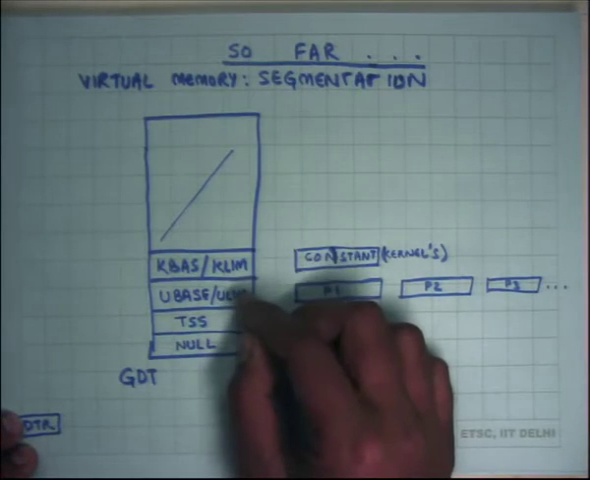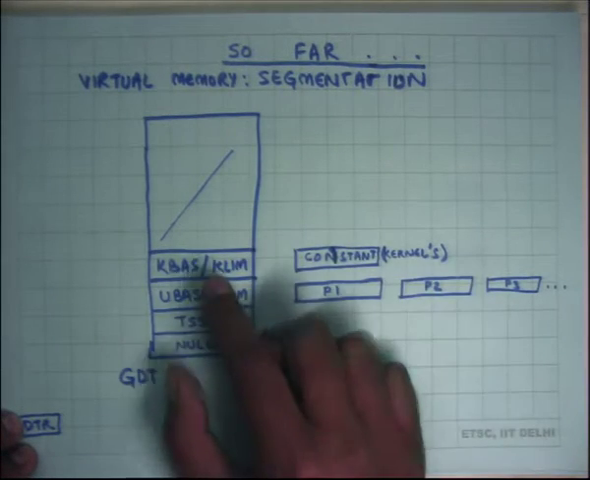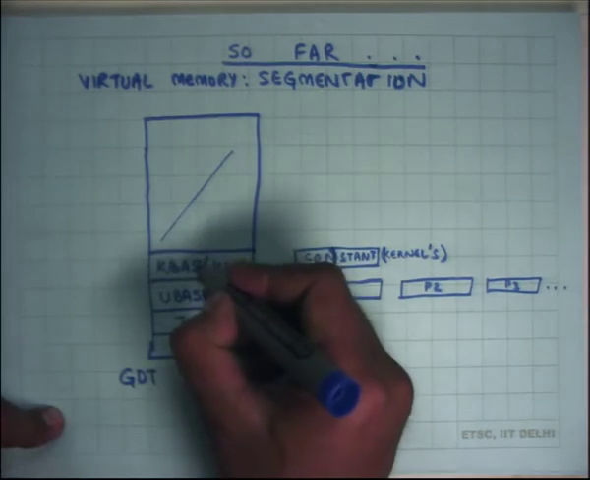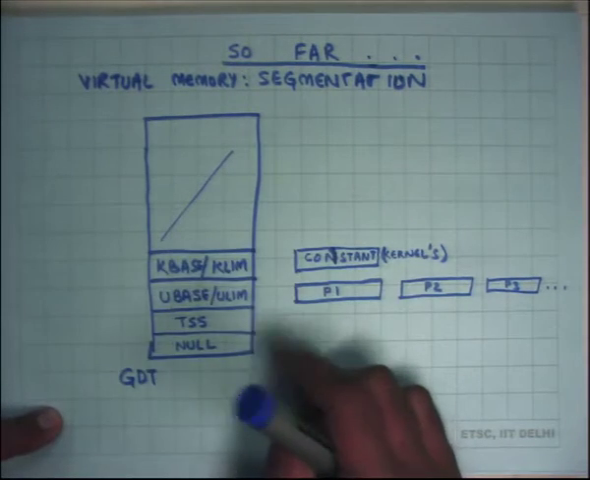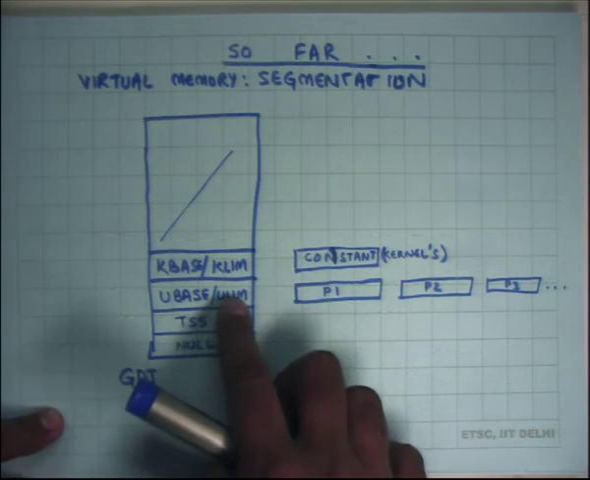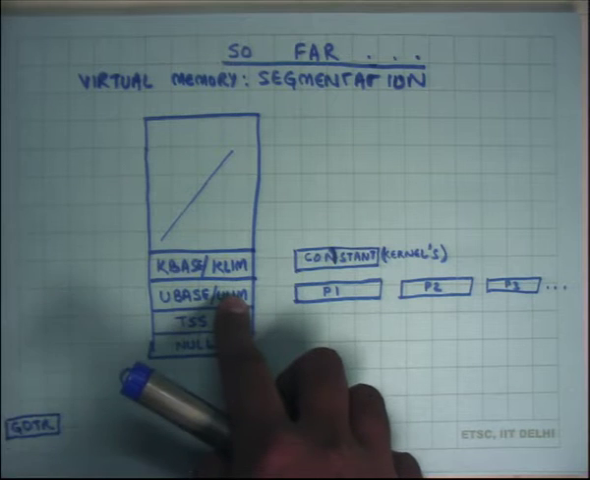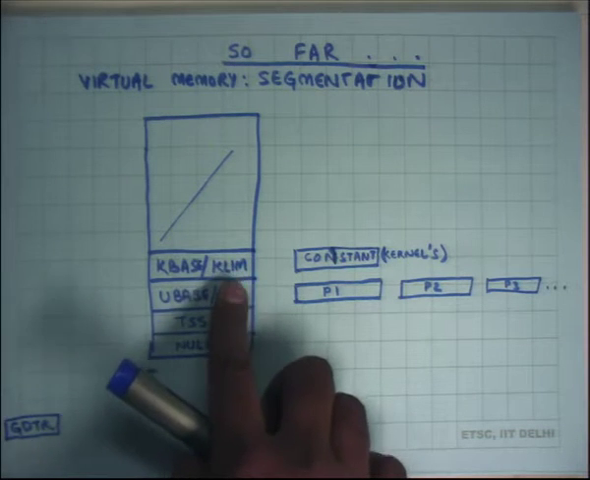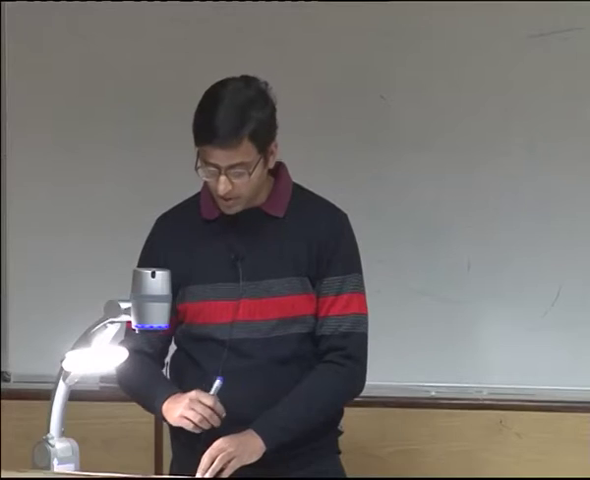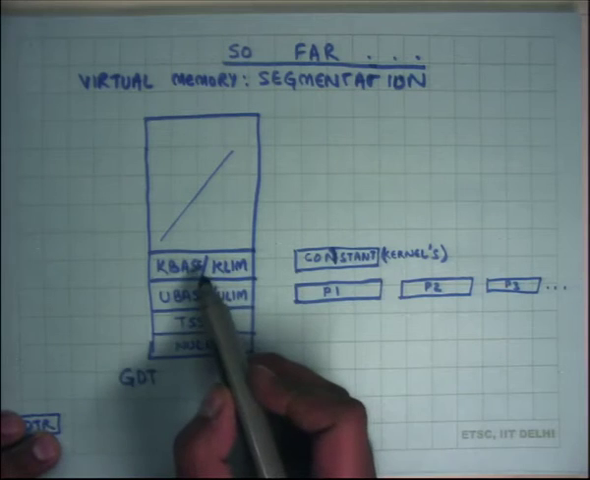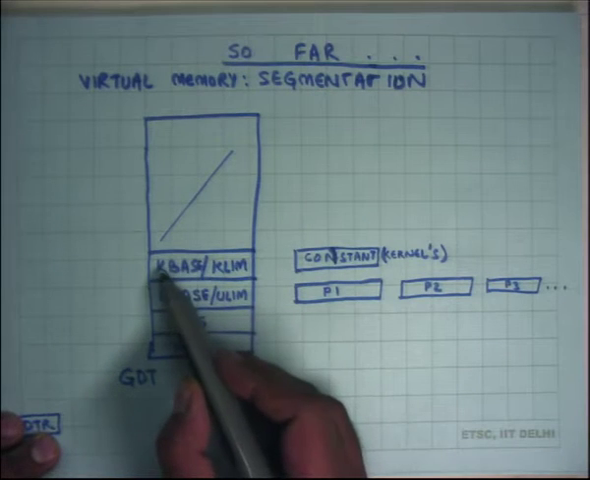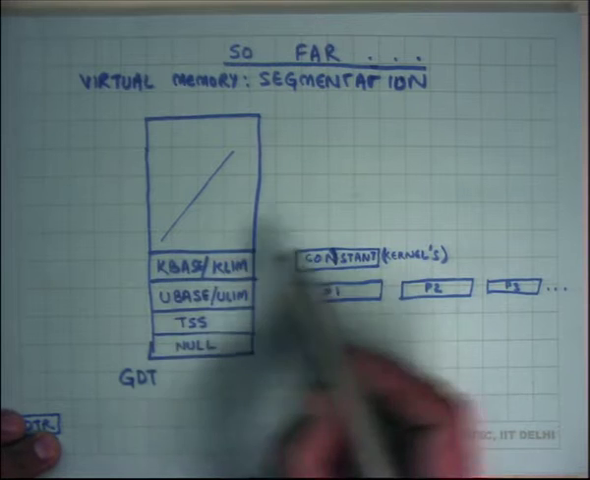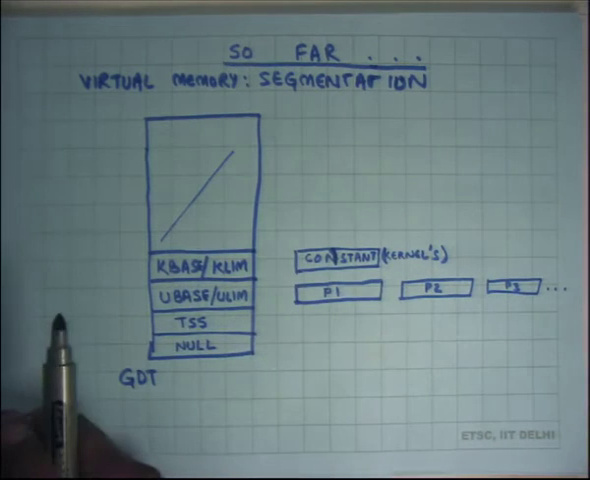But there will be two descriptors. One will be for the kernel's base and the kernel's limit, and the other one will be for the user's base and user limit. At any instant of time, you'll have these two entries, in a typical operating system which is using segmentation to implement virtual memory. And what happens is typically that the kernel base and kernel limit remain constant throughout the execution of the system.